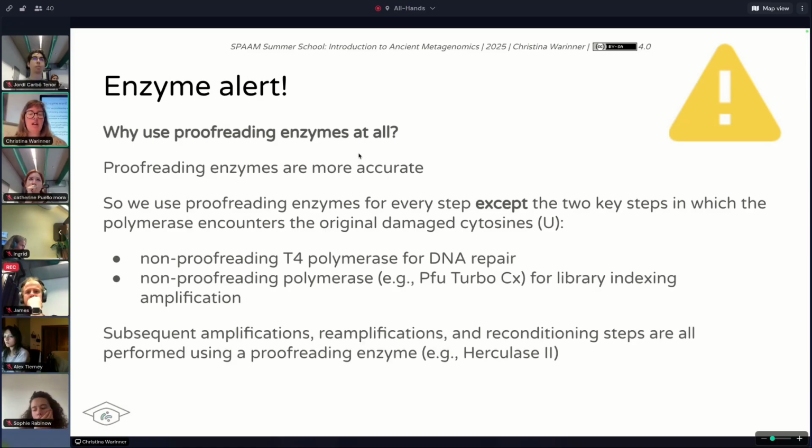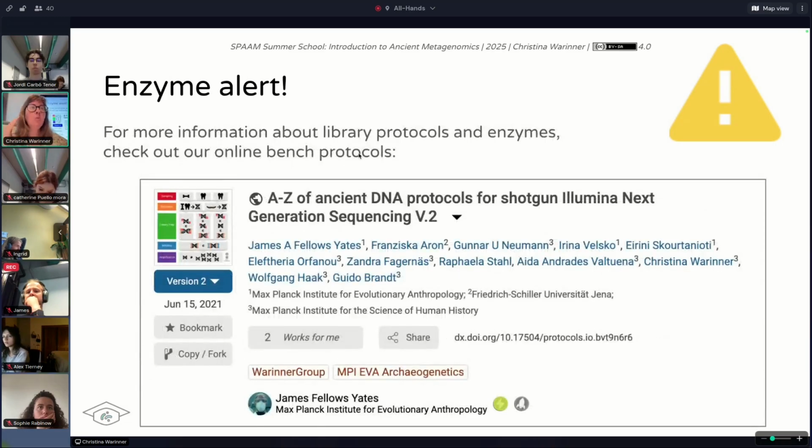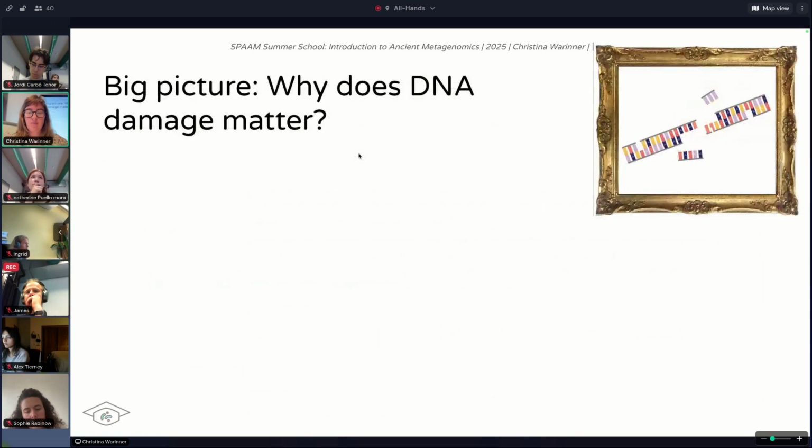And then everything downstream of that, all the subsequent amplifications, the reamplifications, the reconditioning steps, can all be done using a proofreading enzyme, something like Hercules 2. If you want to know more information about this, you can visit our online bench protocols for ancient DNA sequencing and all of our laboratory protocols on protocols.io.